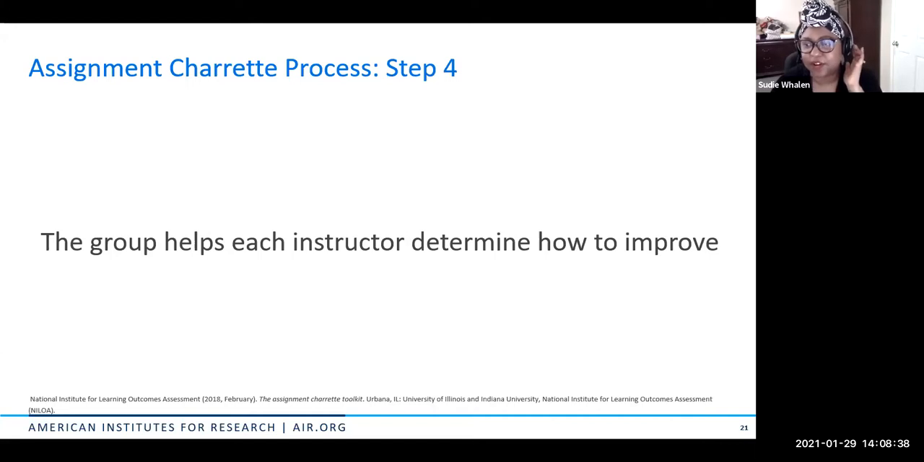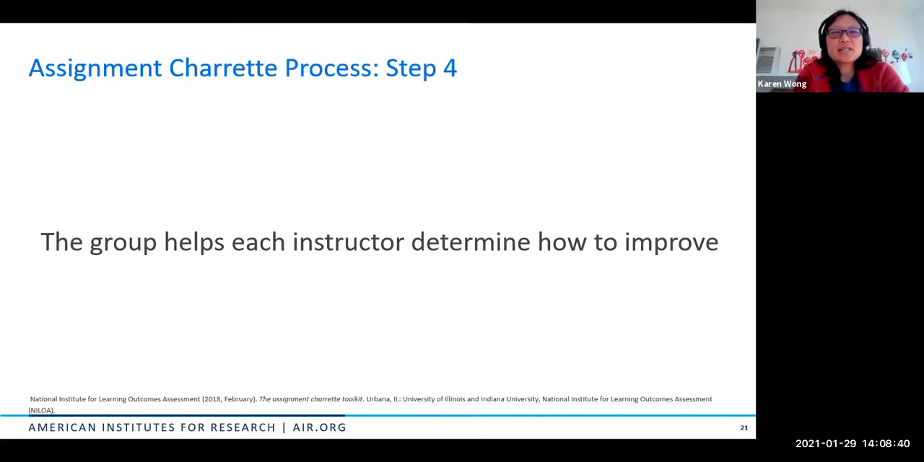Sudie, I'm kind of curious, Karen, about this. I was just thinking in terms of having cross-disciplinary conversations, is it best to have discipline-specific charrettes, or should you try to do these interdisciplinary ones instead? And maybe they'd be focused on saying, we're all looking at assessing critical thinking, bring your critical thinking assignments in. Can you tell I got excited about that question?